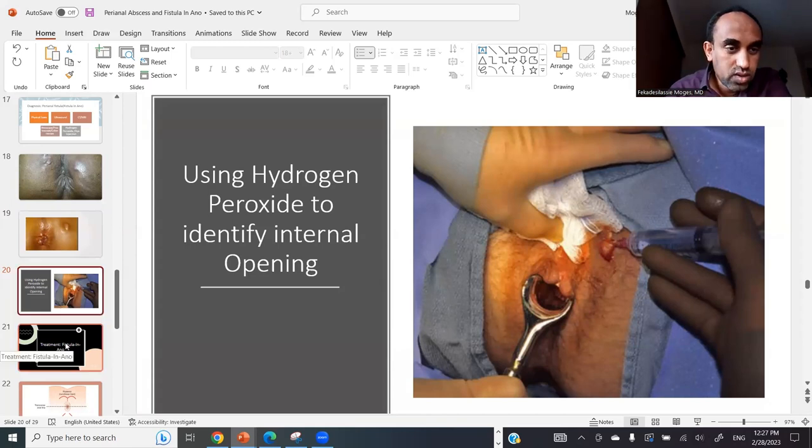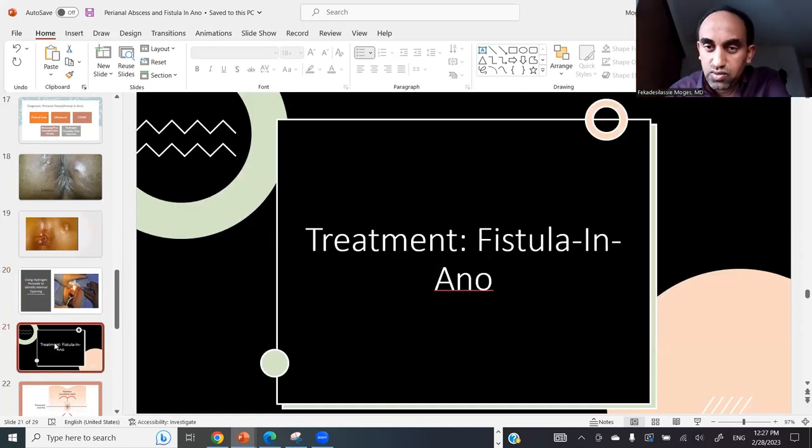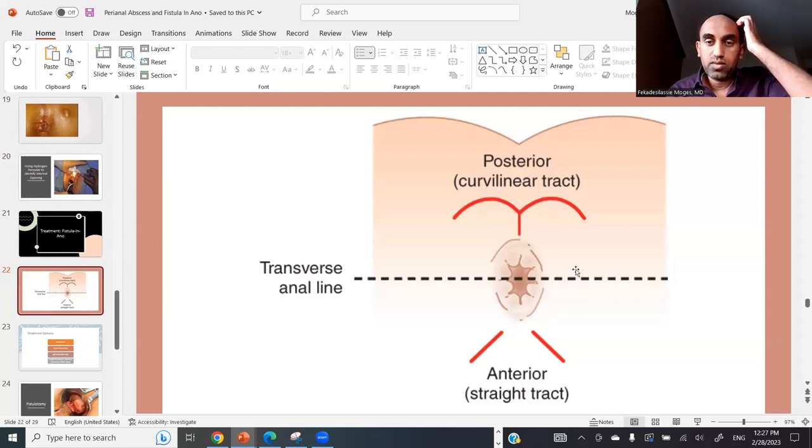All right, so then, treatment of fistula in ano. One thing you should know is that there is an anatomic classification: anterior fistula and posterior fistula. You draw an arbitrary transverse anal line. So this is the anal orifice, and the transverse line is in the middle. Whatever opening is behind it is posterior, and whatever is in front of it is anterior.